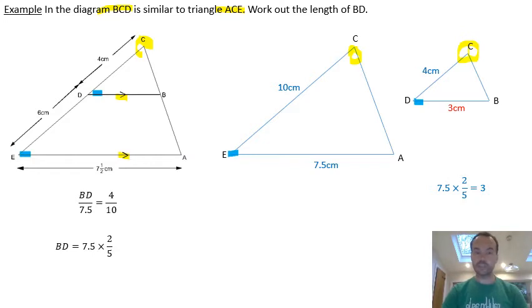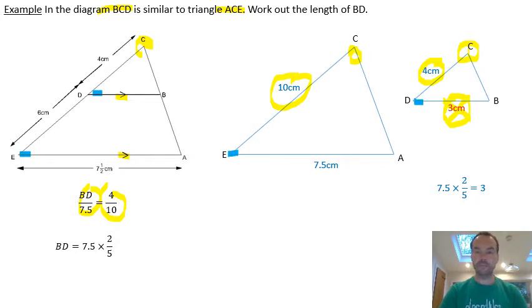Let's go back to the question. Draw the two triangles out. The corresponding sides are 4 goes with the 10. And we're looking to find BD. We're looking to find this one here. So pretend we haven't put the answer in yet. So 4 over 10 is the ratio of the sides. BD goes with 7.5.